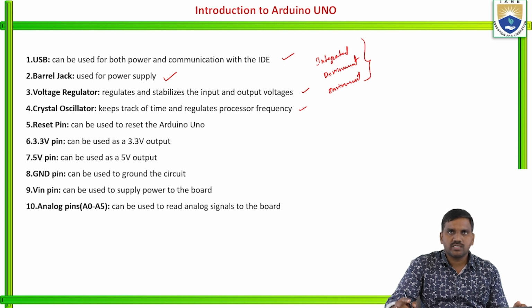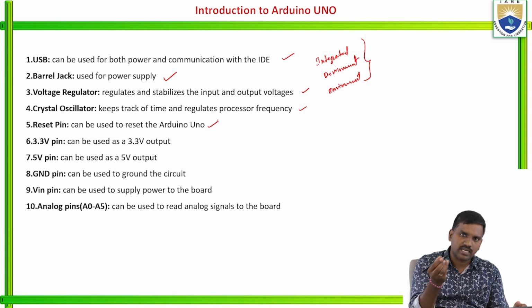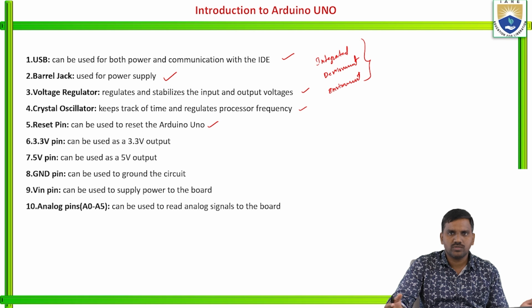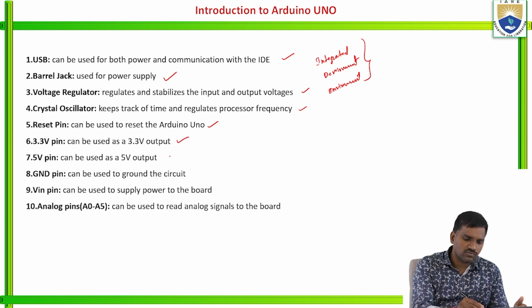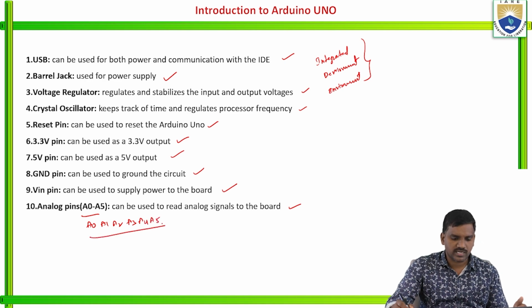And the reset pin can be used to reset the Arduino. In order to start from the starting point, you can click on the reset button. Then there are 3.3 volts output, 5 volts output, ground pin and VIN pin, and the analog pins, A0 to A5: A0, A1, A2, A3, A4, A5. There are six pins, A0 to A5. They can be used to read analog signals into the board.